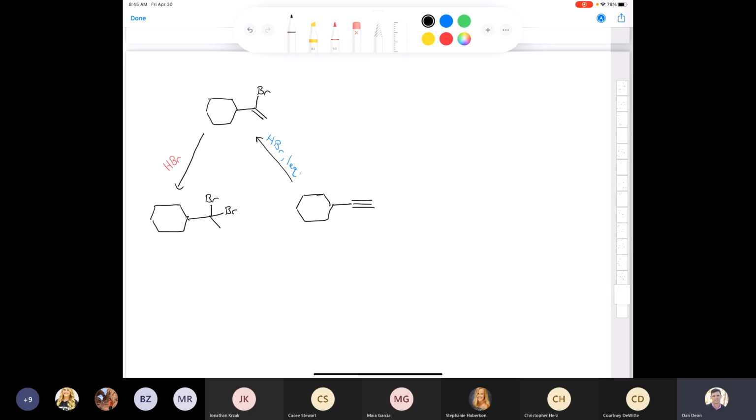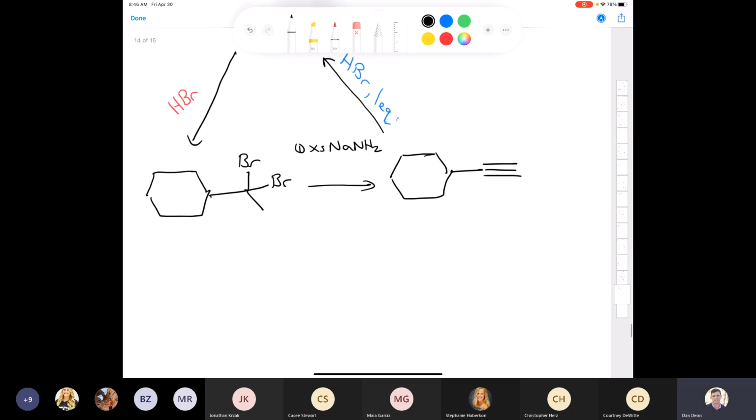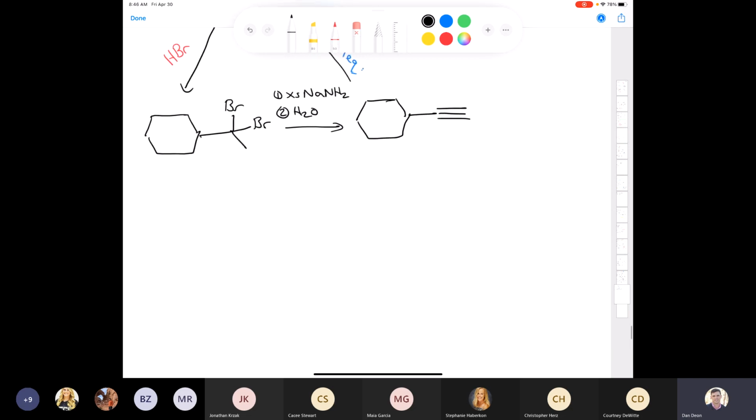If we want to take that geminal dibromide and convert it into the alkyne, in the first step, we're going to use excess sodium amide. In the second step, we're going to use water. It's a reaction that we've used a lot. What else? If we wanted to go from the triple bond to the geminal dibromide, here it would be like a double Markovnikov addition. So you would just put excess hydrogen bromide like that.